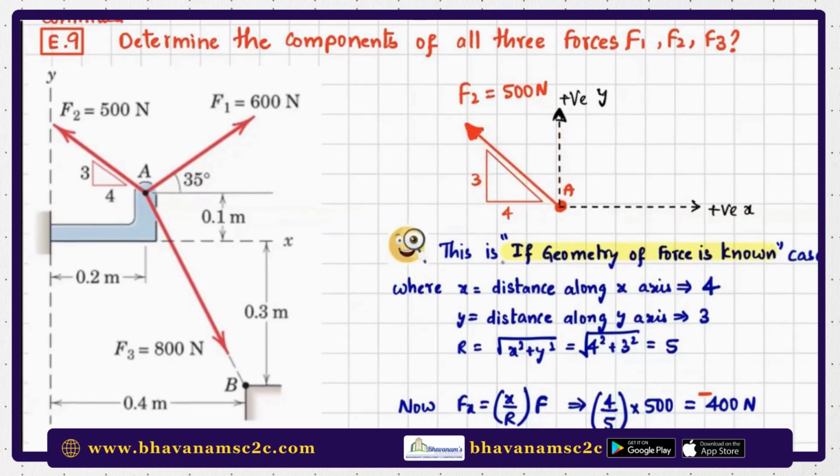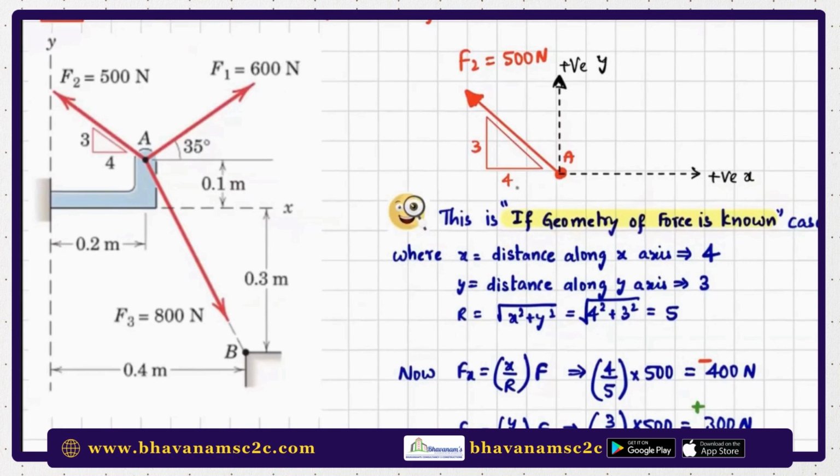Now, this is the case where the geometry of the force is known. So go to the handbook, take that formula and find out that x is the distance along the X-axis, as I said. So what is the X-axis here? Along this line. So distance along X-axis for this vector is 4 and for this vector y is 3. And this is the hypotenuse. This is denoted by R. And R is equal to under root of x square plus y square. So R is now 5.